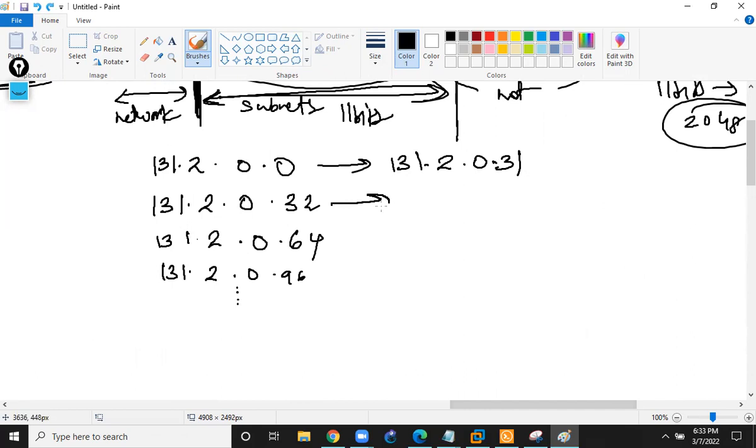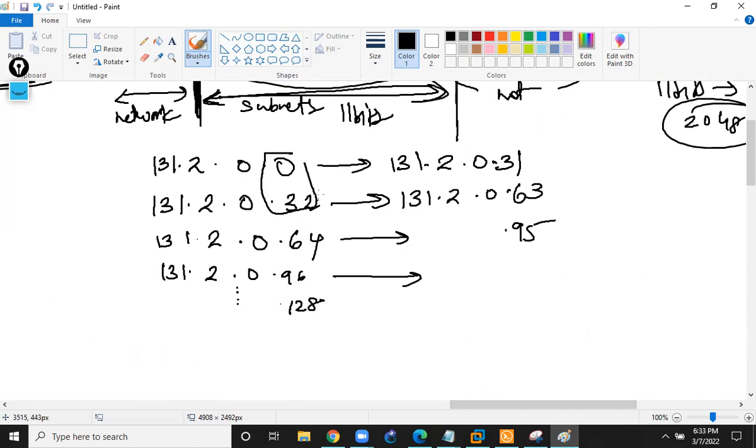Now, what will be the next one, guys? The broadcast here. 63. Okay. 131.2.0.63. And Raghu, what will be the broadcast for this one? 95. Very good. Got it? Okay. So you can find out the broadcast for this one as well. If you write the next one as 128 here, just keep on adding the block size.